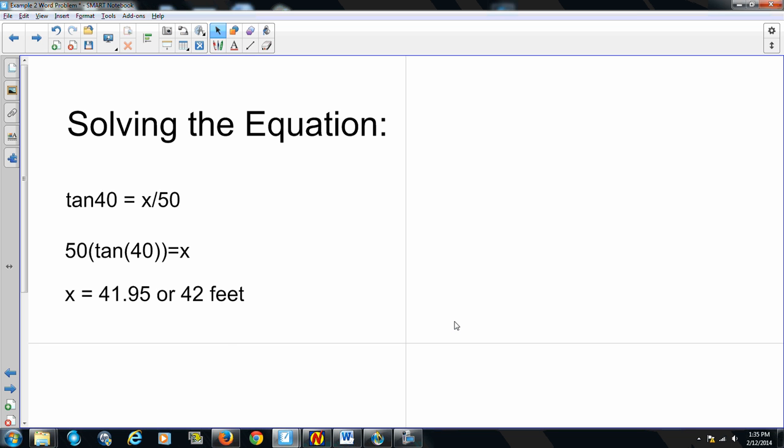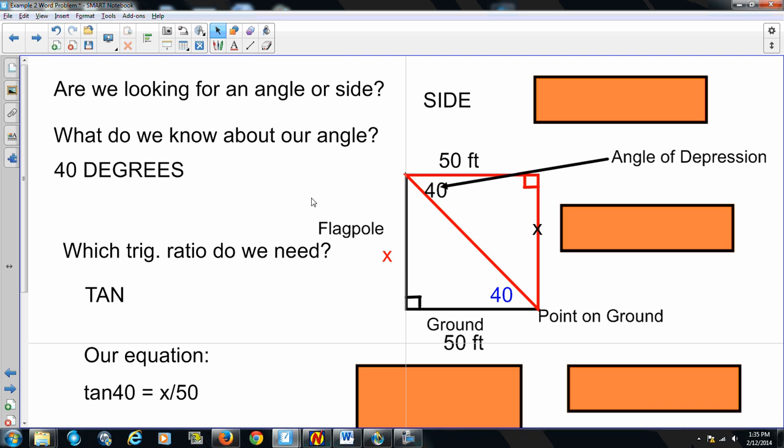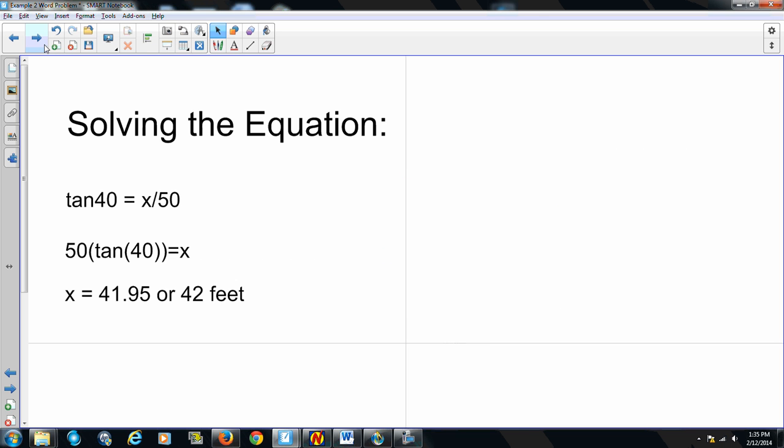Again, the angle of depression takes us a little step further. We have to decide how we want to solve it, which way we want to look. Do we want to look at our angle from here and know that this distance is the same as this distance? Or do we want to see that this is parallel to this, so I can use my 40 degrees because of alternate interior angles? Either way is fine. Either way you end up solving it 50 times the tan of 40, and either way you will get 42 feet.